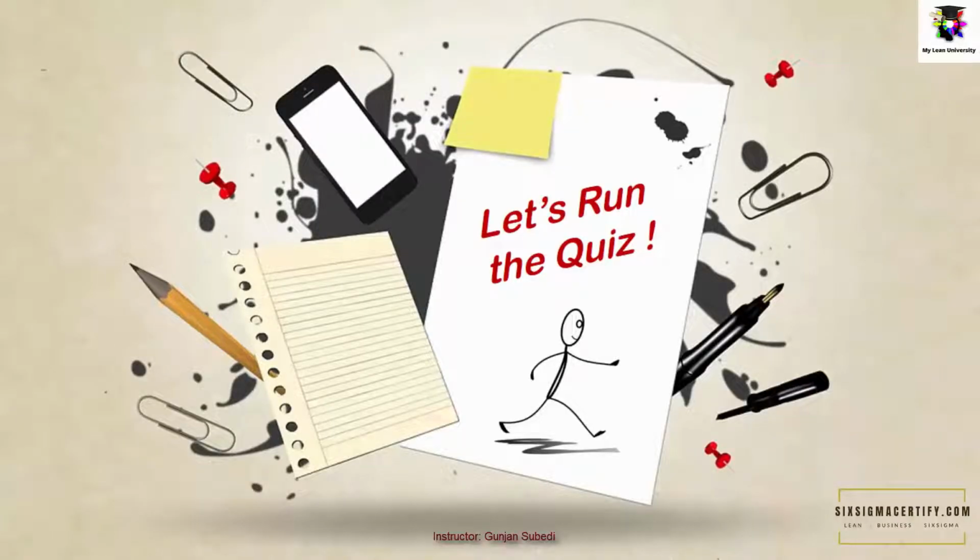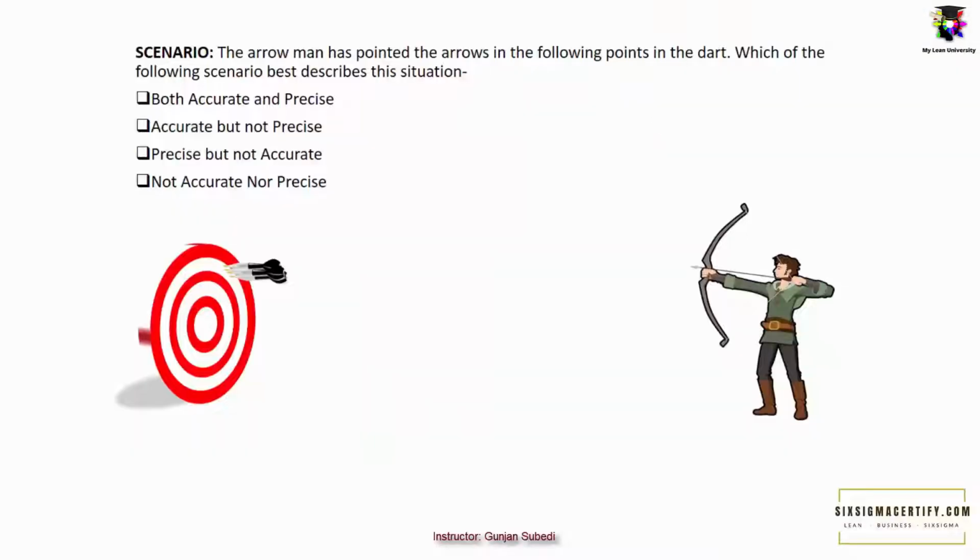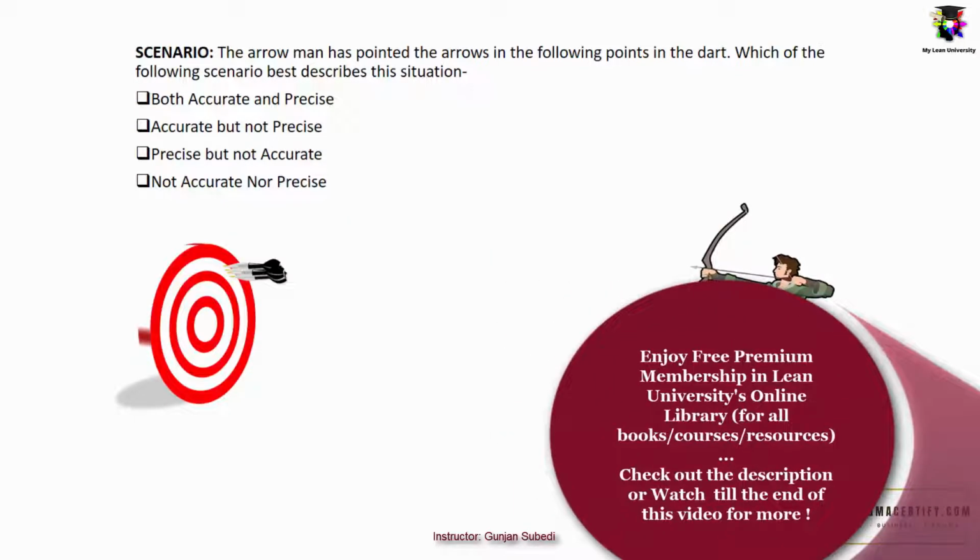Let me check your knowledge before moving on to the next section because this is quite important. Here in this picture, the arrowman has pointed the arrows in the following points in the dart. Which of the following scenarios best describes this situation? Both accurate and precise, accurate but not precise, precise but not accurate, or neither accurate nor precise?